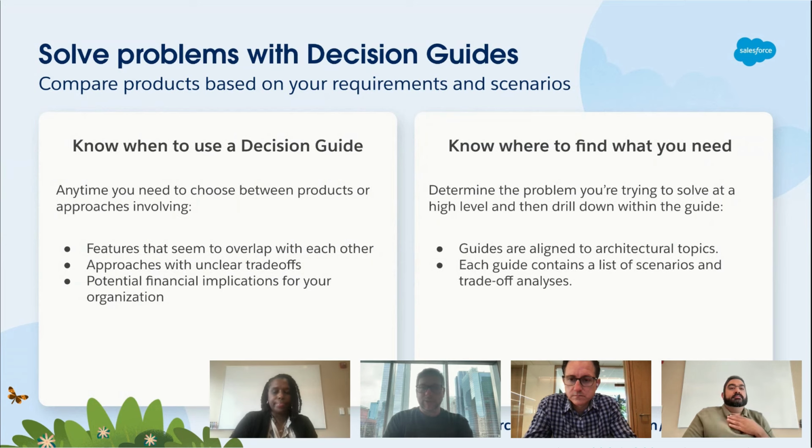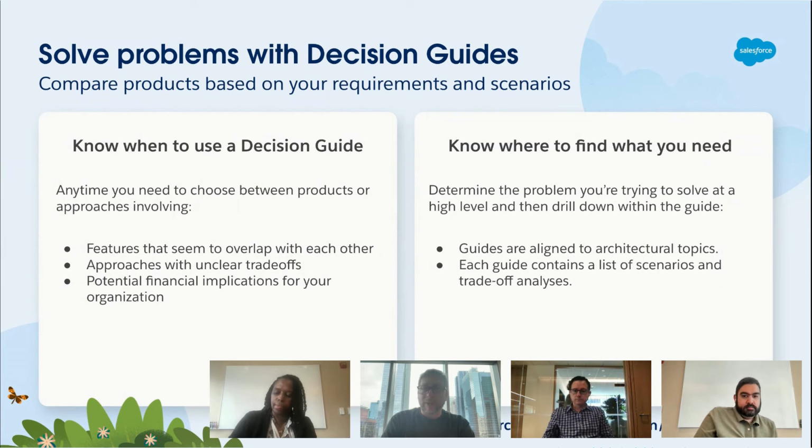So once you understand when you need to use a decision guide, the next thing to do is to know where to find what you need. And that is where you determine the problem that you're trying to solve at a high level. And then you can select your guide from the ones that we have available. We do have 2 more that are coming out soon. I'll get into those in a minute. And then the guides are aligned to the architectural topics, and they're broken into sections that go through different scenarios where you can do trade-off analyses and make your selections.